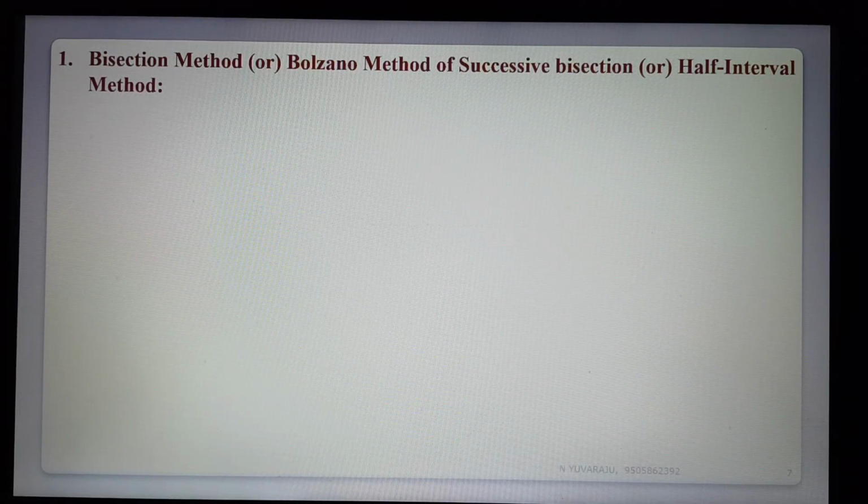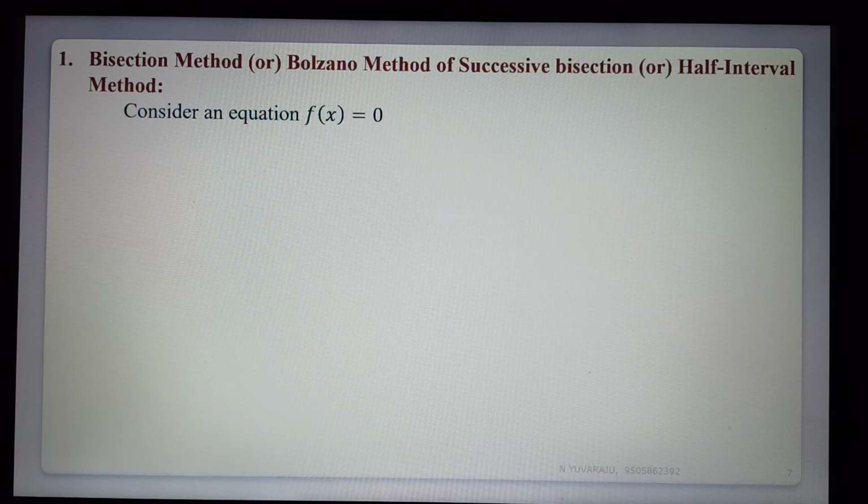Hi students. So today we are learning the topic, the bisection method. In this method, we find the numerical root of a given algebraic equation or transcendental equation. First of all, we'll learn how to find it. Assume the equation f of x is equal to 0, that is an algebraic equation or any transcendental equation.